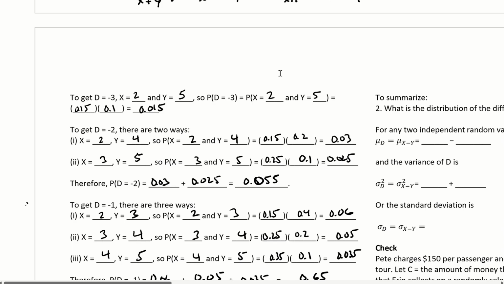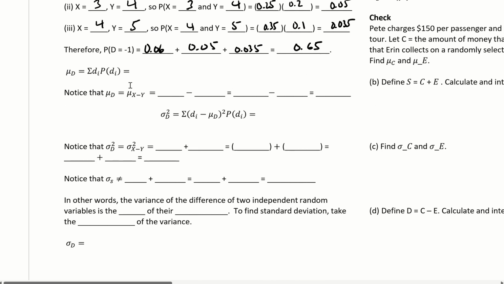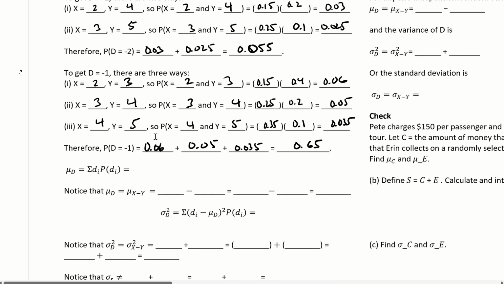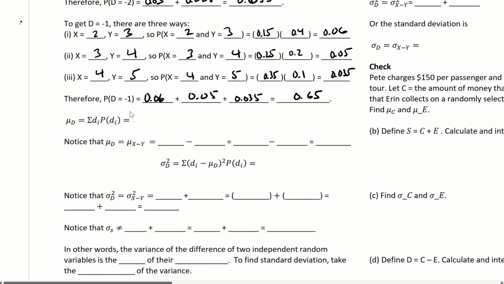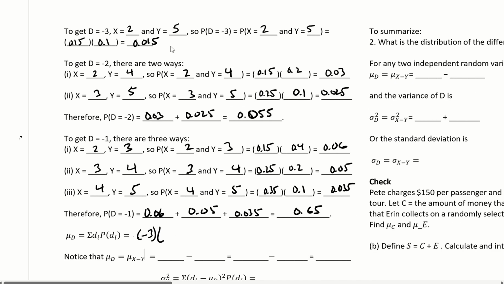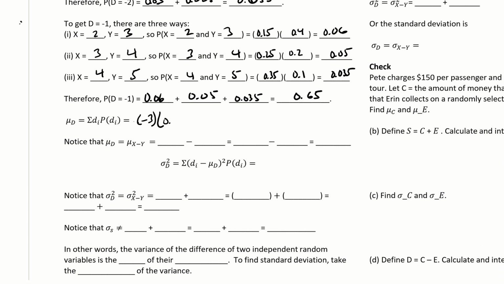Okay, so now we can do the sum of the d's, right? This is the average. So you take the difference times the probability. The first difference was -3. Sorry, -3. And the probability for that, we just calculated, was 0.015. Okay, times 0.015.